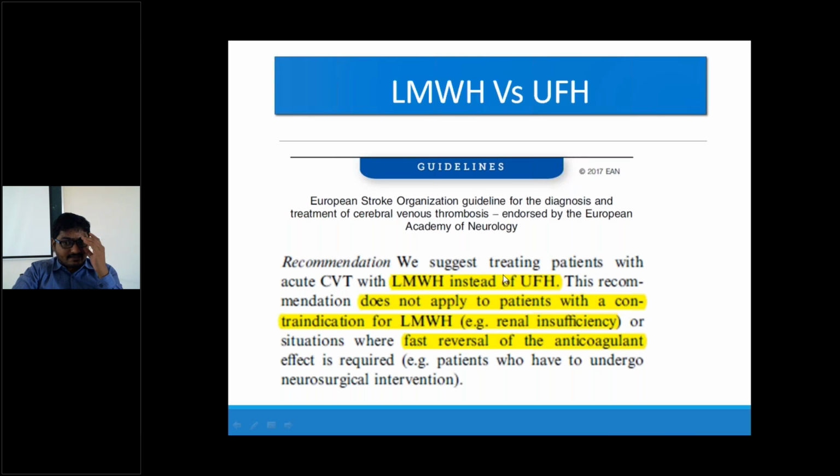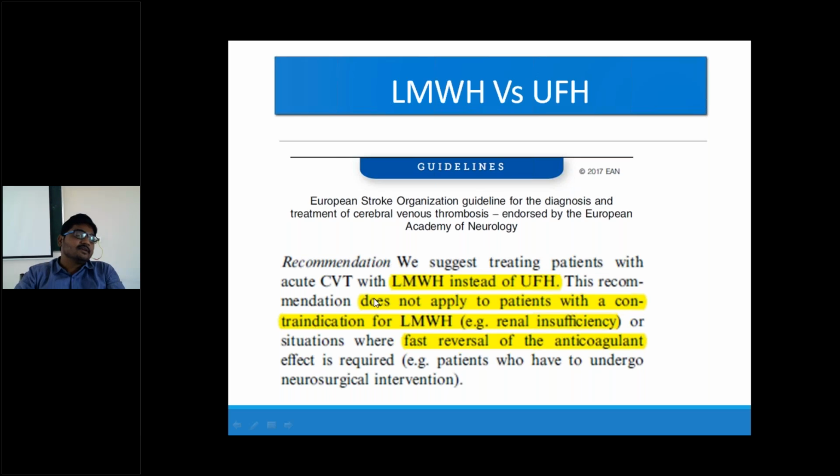And we suggest treating patients with low molecular weight heparin instead of unfractionated heparin, right? Why? Because with low molecular weight heparin the risk of bleeding is less, as well as monitoring. For unfractionated heparin, we should monitor APTT. For low molecular weight heparin, we need not monitor APTT that much every time, right? And second, heparin induced thrombocytopenia we can see with unfractionated heparin. There is very little risk with low molecular weight heparin, right?